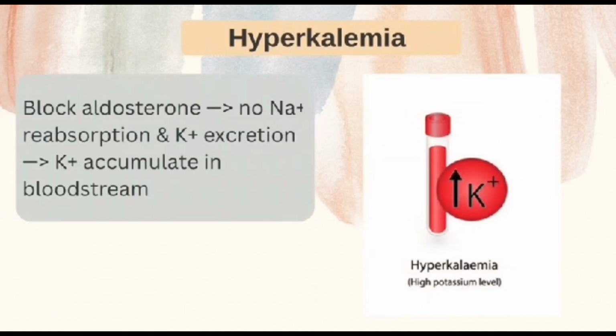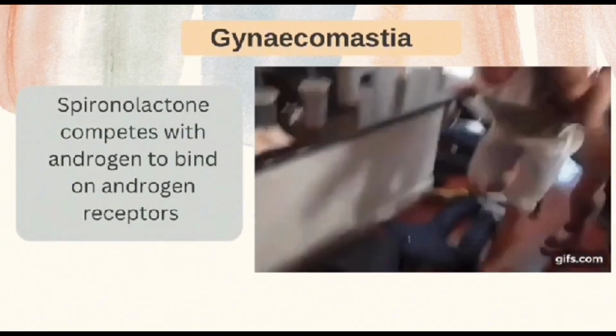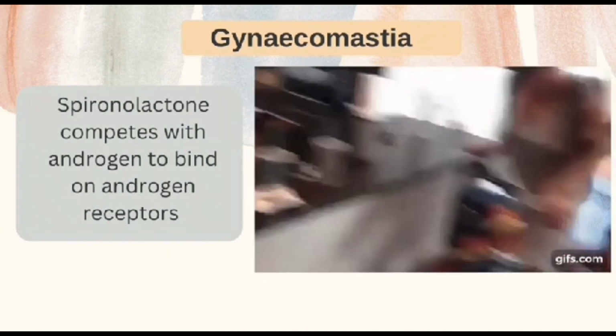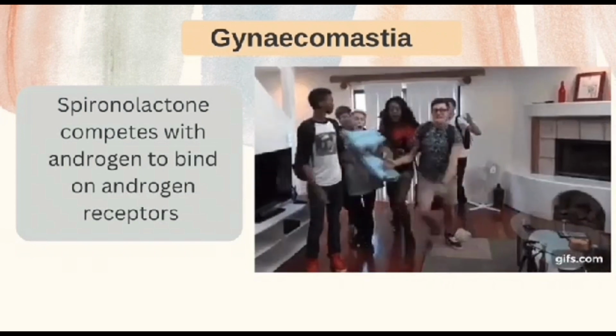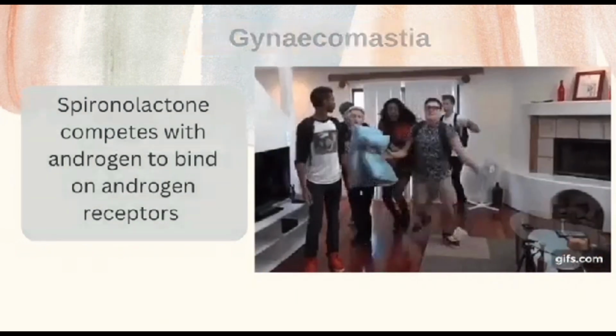Hyperkalemia is basically due to blocking the action of aldosterone, which is a hormone that promotes sodium reabsorption and potassium excretion in the kidney, thus the accumulation of potassium in the bloodstream leading to hyperkalemia. Spironolactone is an aldosterone antagonist which competes with androgen for binding sites, particularly at the androgen receptor in the tissue. Plus, blocking of the androgen receptor will increase the estrogen effect, which will cause the development of breast tissue in males.